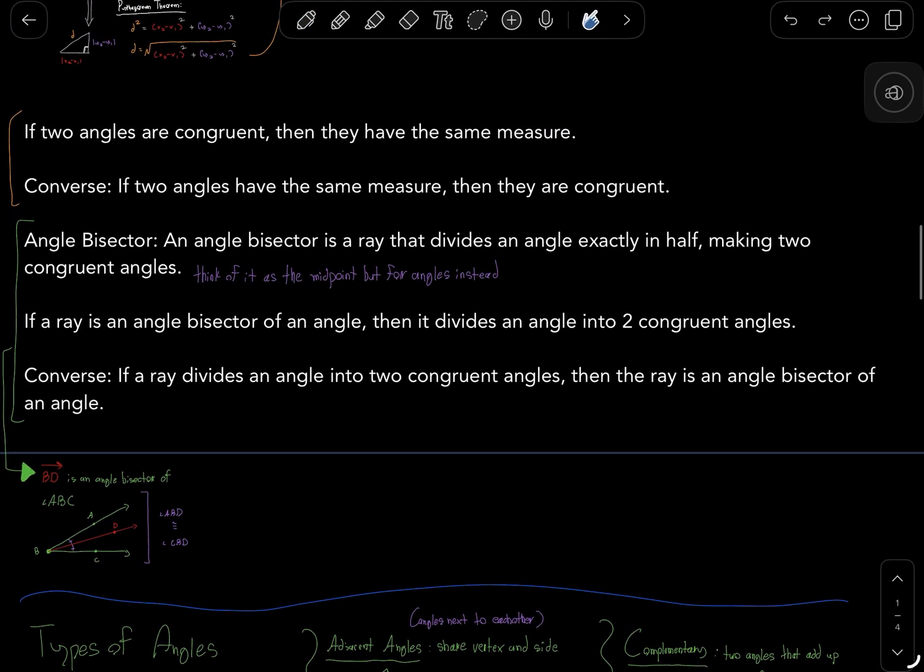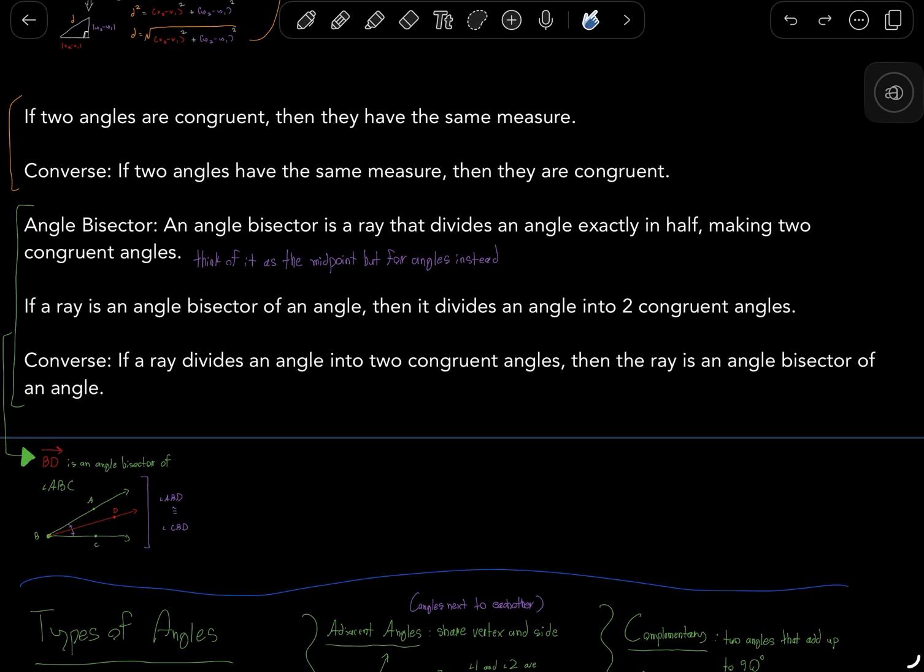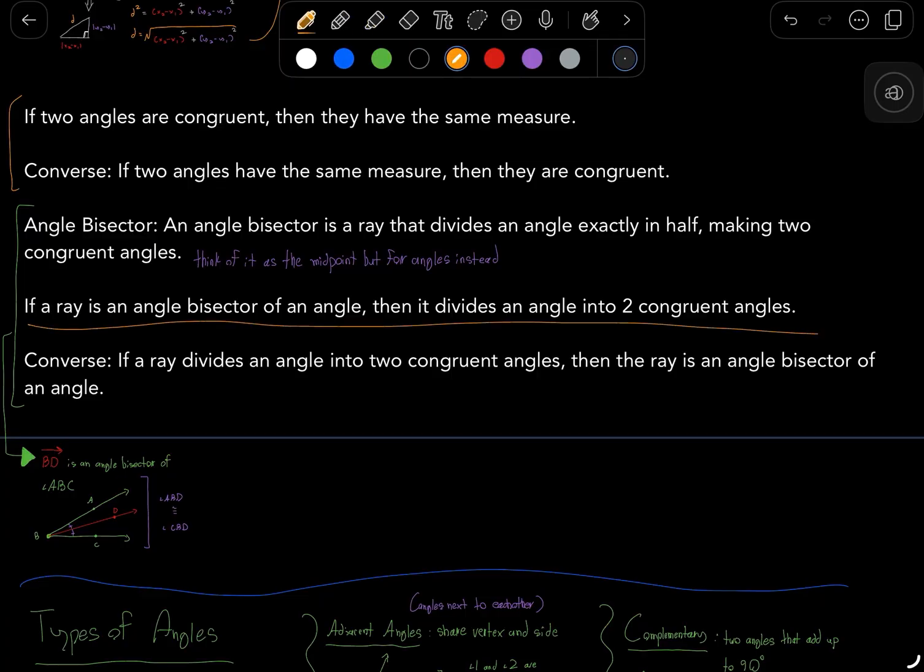So again, the best way to think about an angle bisector, in my opinion, is to think of it as a midpoint, but for angles, right? So it does the same thing as a midpoint. It divides a specific figure into two equal figures, but it does it with angles. And then again, to translate that into theorem notation, if a ray is an angle bisector, then it divides the angle into two congruent angles, right? And of course, the converse of this statement will be true.